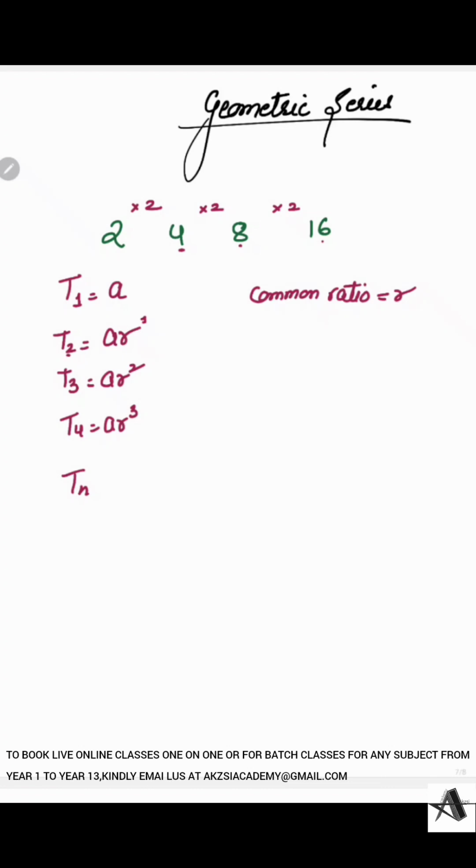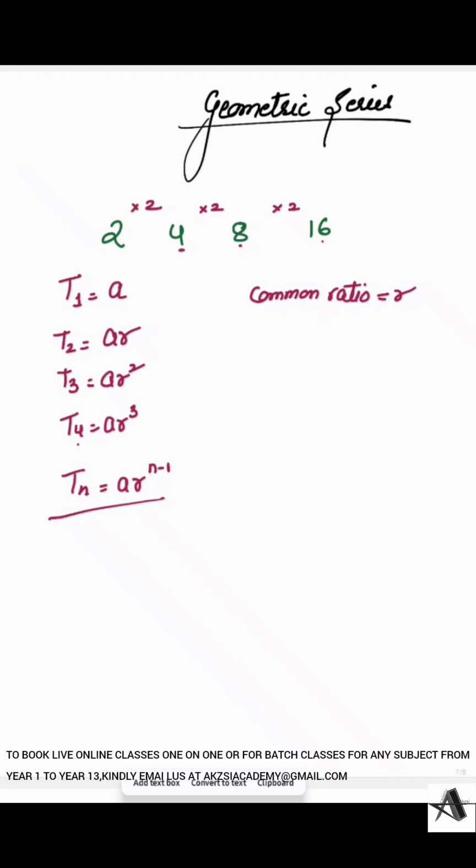Second, the power of r is 1. For the third term, r is 2. For the fourth term, r is 3. You can clearly see the power is 1 less than the number of terms. So for the nth term, it will be 1 less. It will be n minus 1. So the nth term will be ar to the power of n minus 1.